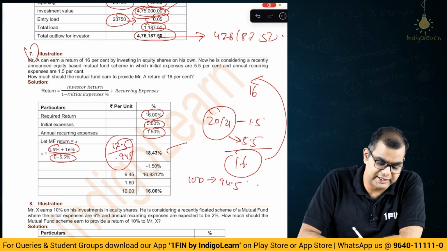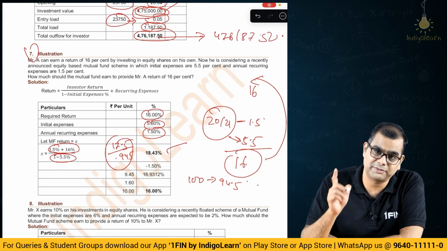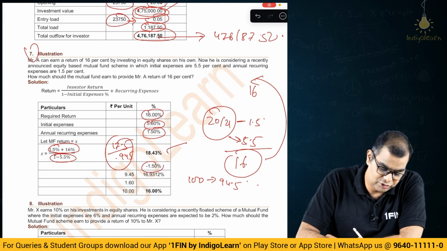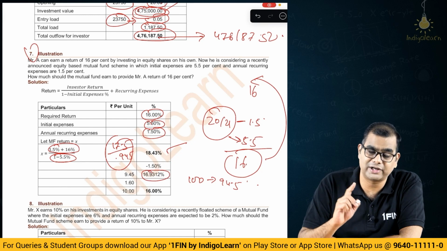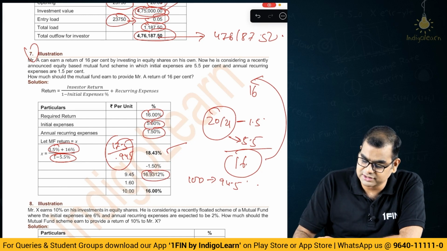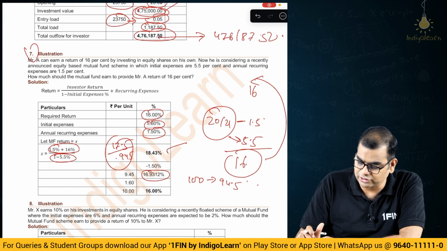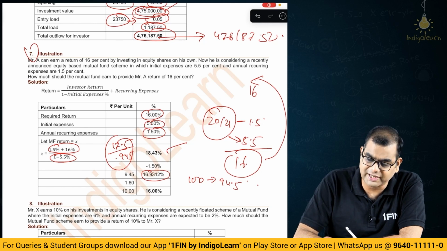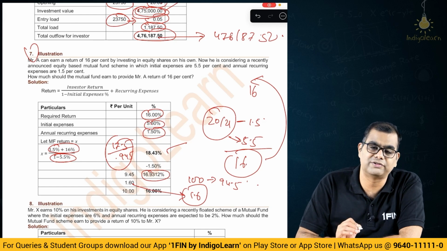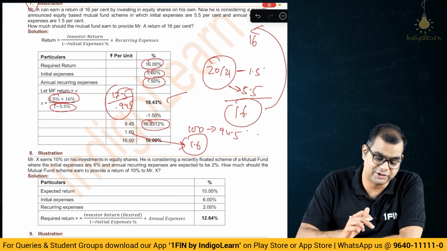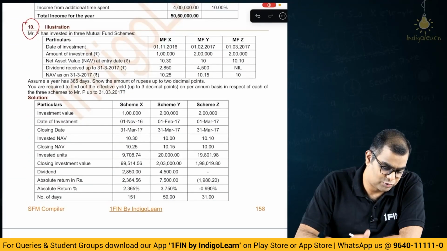You basically will get 18.43%. This 18.43% is what the mutual fund should earn. Then you subtract that 1.5%, you basically arrive at 16.9312%. So, the 16.9312% is the return that you get on 94.5. So, what is the actual return? 16.9312 divided by 100 into 94.5. So, you actually get a value which is 15.9999, which is 16. You basically get 1.6 as the return for 10 rupees that you invested, which basically works out to 16%. Interesting question, it's a slightly twisted question as well. Let us move to the next one.